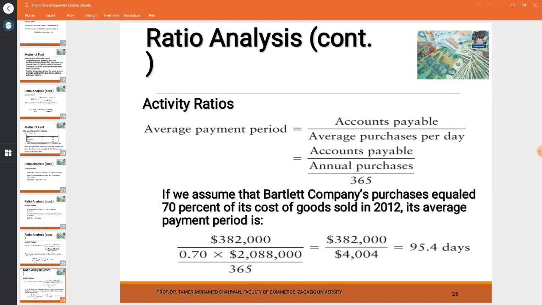In our example, accounts payable is 382 divided by average purchases. You must have information, for example, our exercise is telling you that this company's purchases are about 70% of its cost of goods sold in 2012. So if you have this information, you will be able to determine your annual purchases, divide it by 365, and this means that our average payment period is 95.4 days.